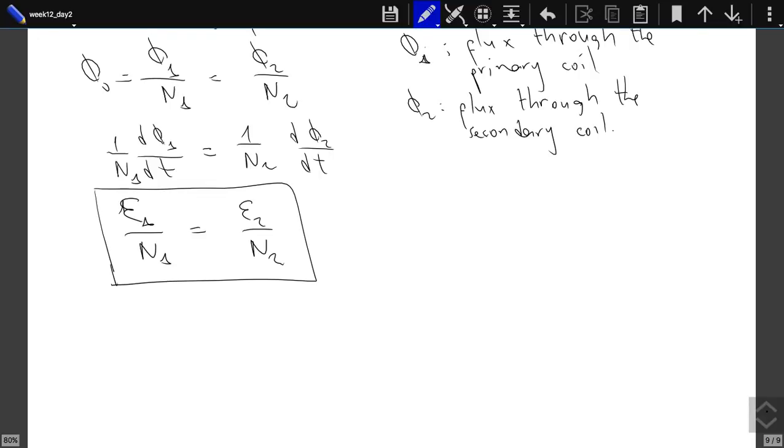Potential depends on the same root of coil. Well, you see, the EMFs are not the same. Epsilon 2, the EMF created in the secondary coil, is just N2 over N1 times epsilon 1. So they are different. If the number of coils are different, they will be different. I have a notation.